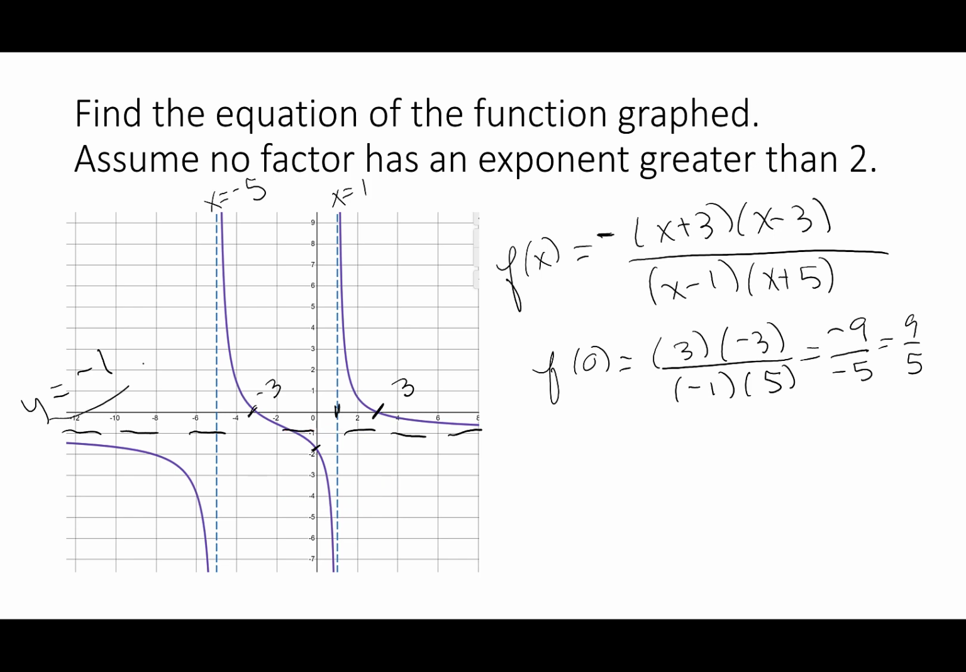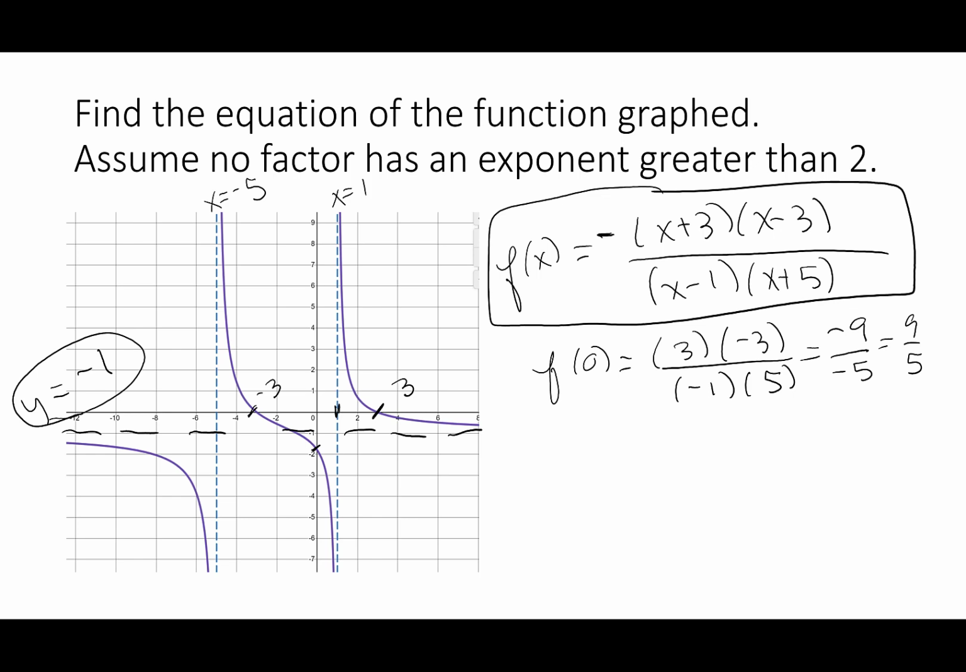Hopefully you also saw that from the y equals negative 1. If I have a horizontal asymptote that's negative, it means when I did the division, I had a negative coefficient. So we had kind of two checks there to make sure that that worked. So our final answer is this: negative x plus 3 times x minus 3 over x minus 1 times x plus 5.